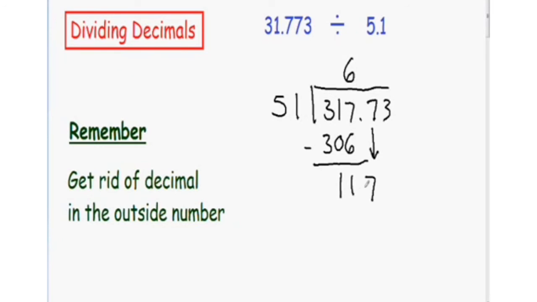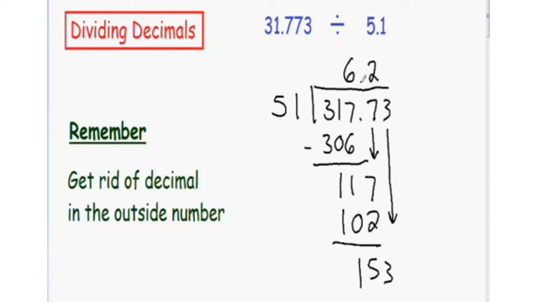Remember, we are ignoring the decimal point. So we have 117. When 51 is allowed to divide 117, it is 2 times. 2 times 51 gives us 102. So we put our answer there. That is 117 minus 102, that is 15. Then you bring down 3, and that gives us 153.